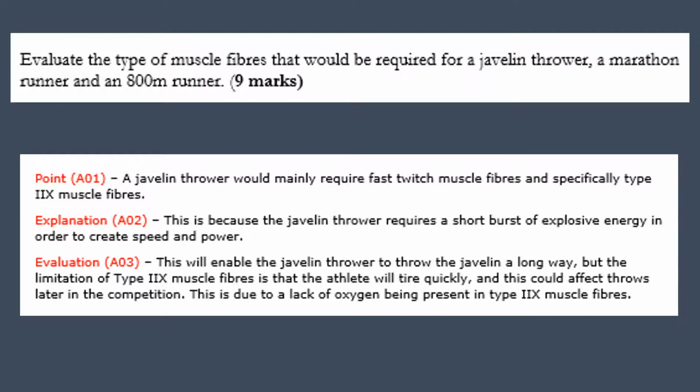For our evaluation, this is when we go a little bit further, we add a bit more detail, and we might make a link to performance as well. So we can say this will enable the javelin thrower to throw the javelin a long way, but the limitation of type 2X muscle fibers is that the athlete will tire quickly, and this could affect throws later in the competition. This is due to a lack of oxygen being present in type 2X muscle fibers. So we've made a real evaluation there and looked at both the strengths and weaknesses of having type 2X muscle fibers.